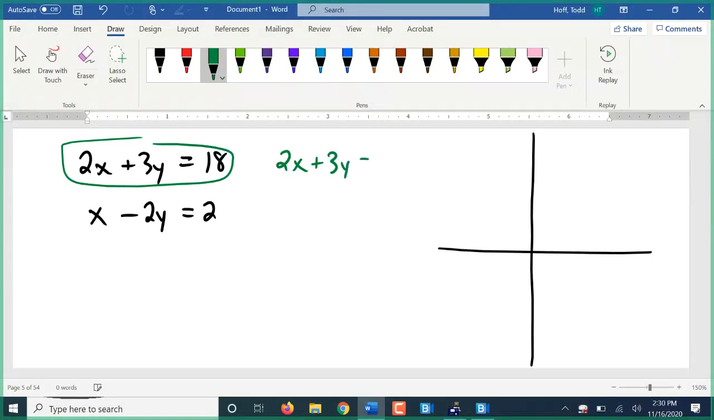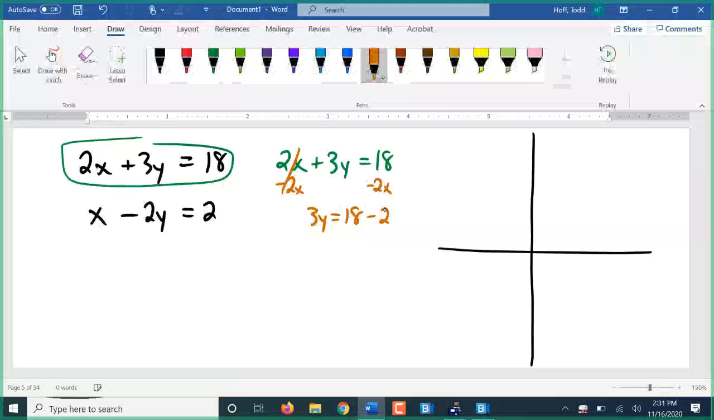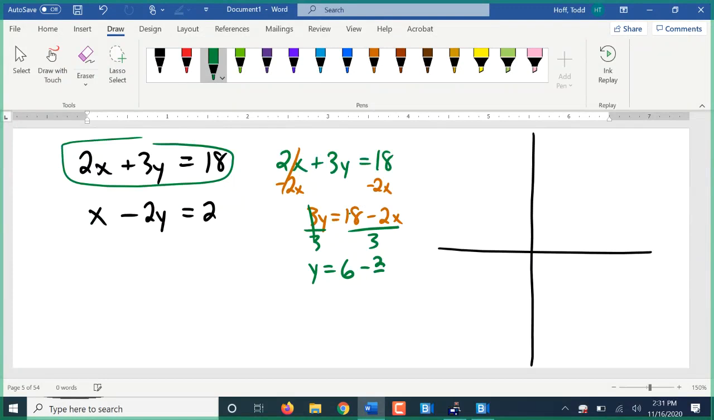2x plus 3y equals 18. To get that in our graphing form, we have to get y by itself. So we will start by subtracting 2x. So we have 3y equals 18 minus 2x. And then we'll divide by the 3. The 3's cancel out. Y equals 18 divided by 3 is 6. Negative 2x divided by 3 is a negative 2/3 x.